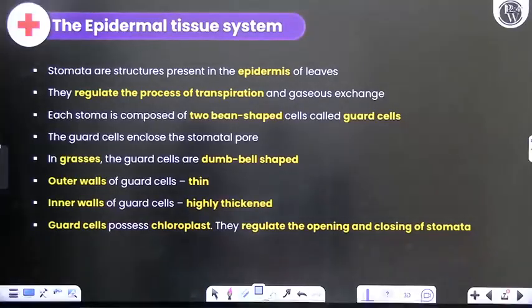More like natural selection, you can say. Yeah, survival of the fittest, yeah.